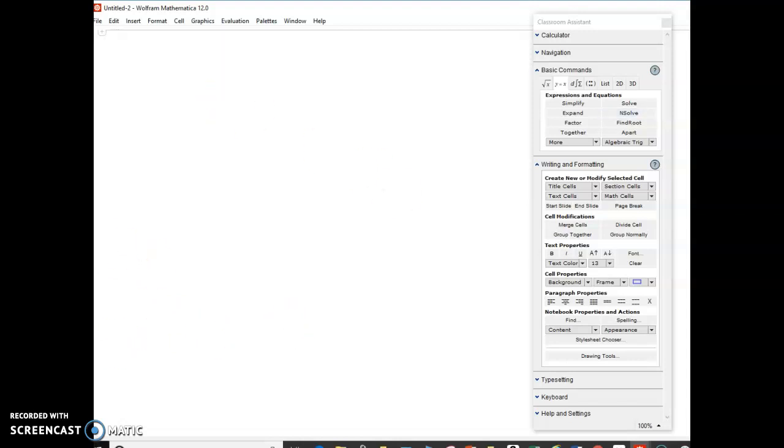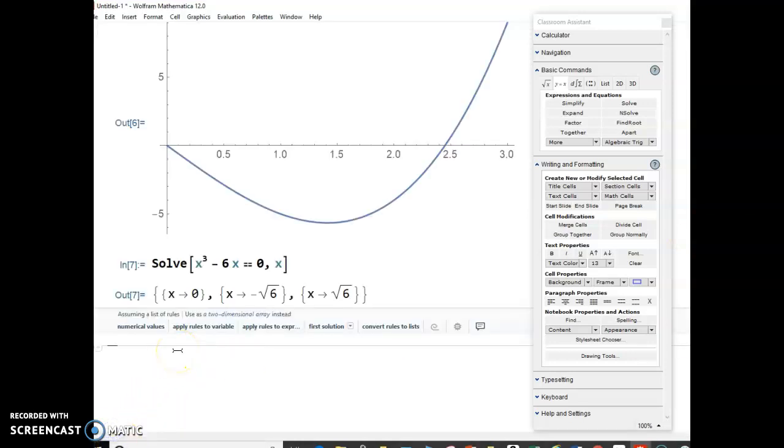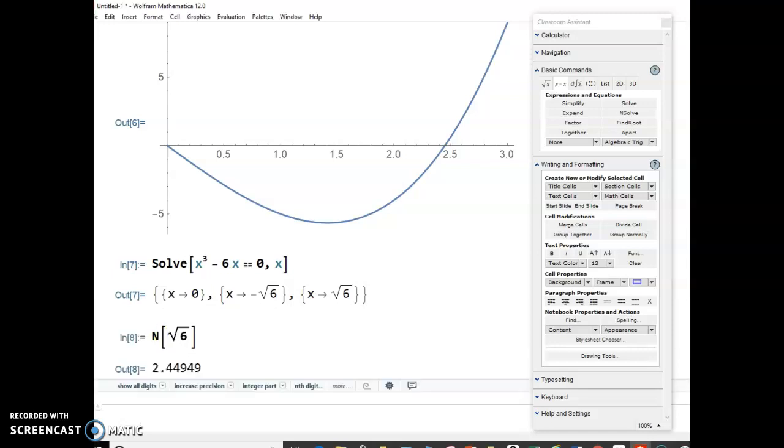Got a new notebook there, which I didn't want to do. So if I say, what is the numerical value of radical 6? Okay, so this right here is 2.44949. So that 0 right there is pretty crazy, right? It's a radical 6 number.